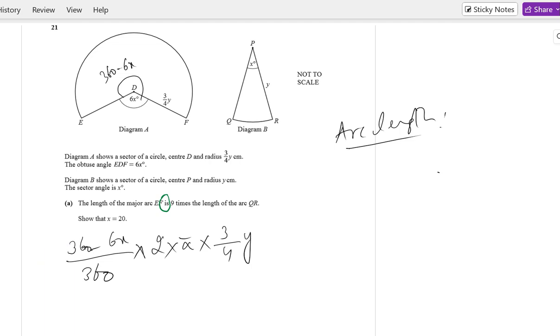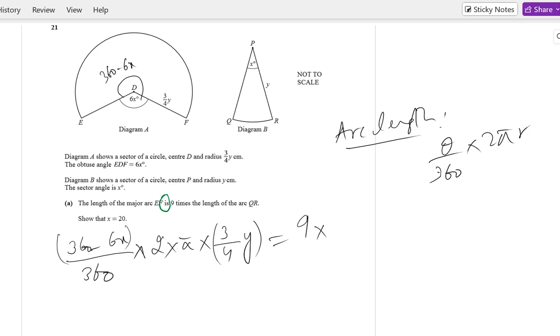Your arc length is theta over 360 times 2 pi r. So our radius for diagram A is 3 by 4 and angle at the center 360 minus 6x, and it is actually 9 times the smaller arc. So if we multiply the arc length of the smaller arc by 9, then it would be equal to the arc length of diagram A.